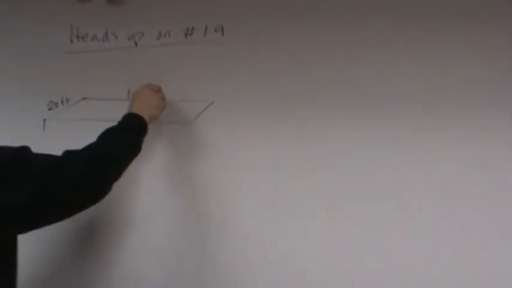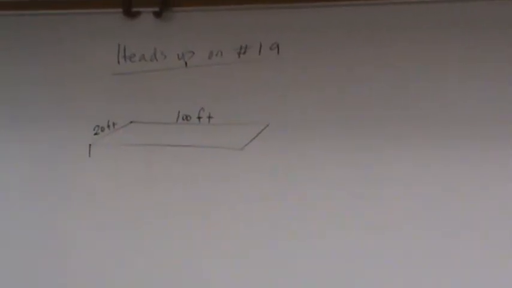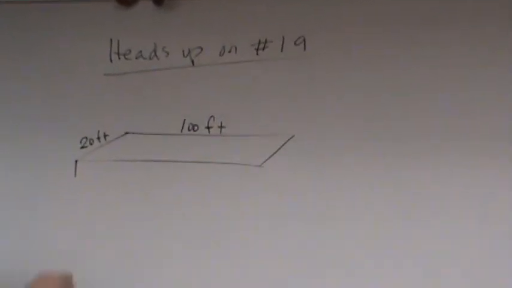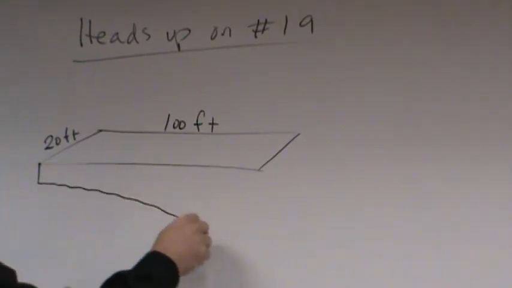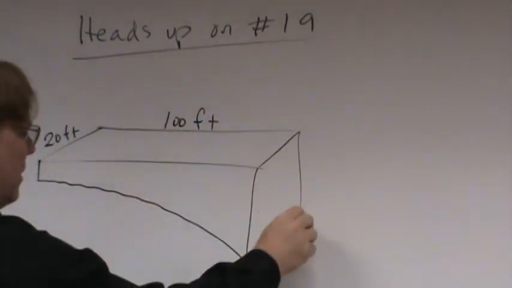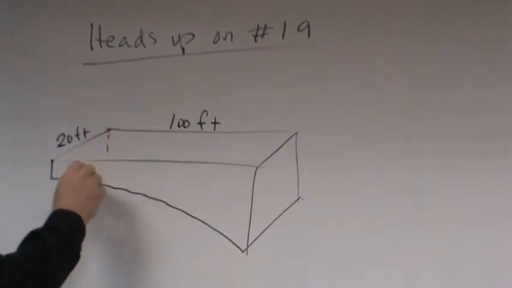Okay, here's a heads up on number 19. Imagine you had this. Imagine you have a swimming pool, okay? And this swimming pool is 20 feet by 100 feet, let's say. It's 20 feet by 100 feet. But what's changing is the depth of the swimming pool. You see how that's going?